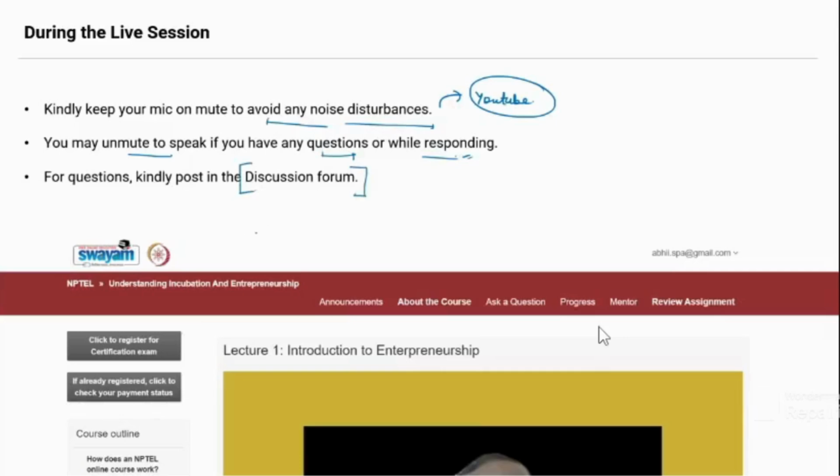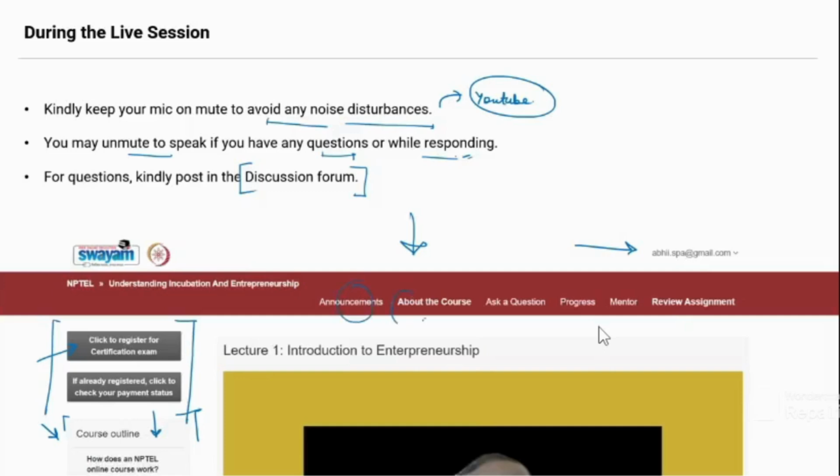So where is this discussion forum? This is how your login page looks in the NPTEL platform. This is your registered email ID. And what you see on the left are certain call-to-action buttons. To register for the examination, you need to go here, and here you will see the course outline. This widget on the left-hand side has all your week-wise content. So the content will be available in this particular widget.